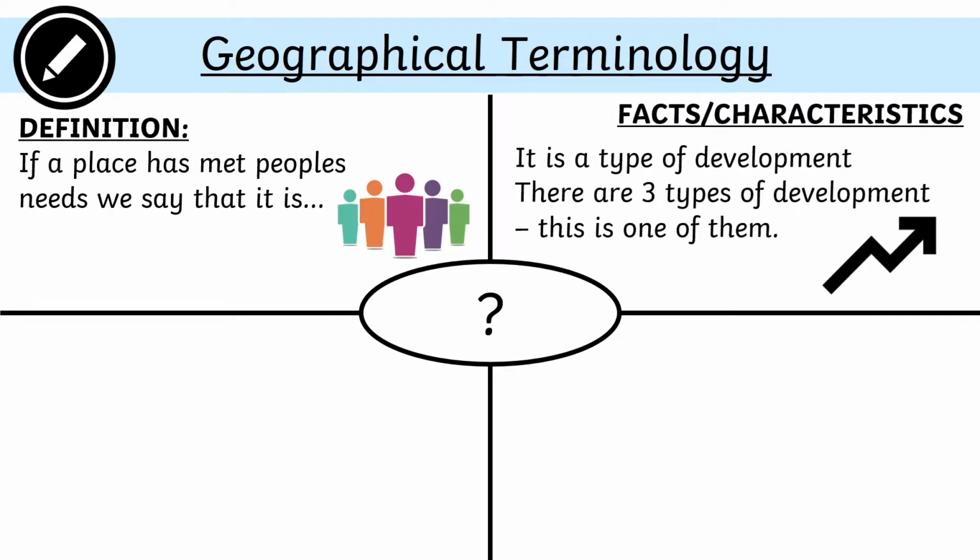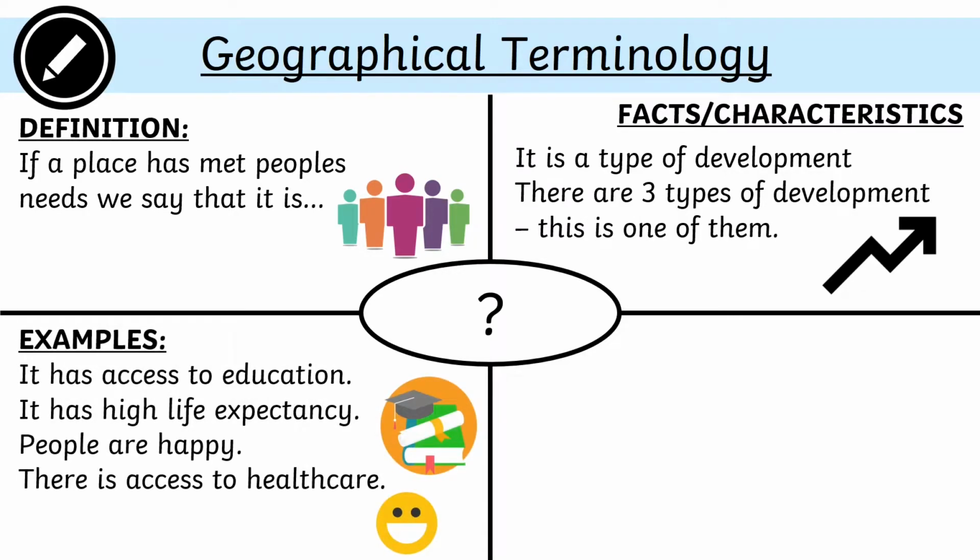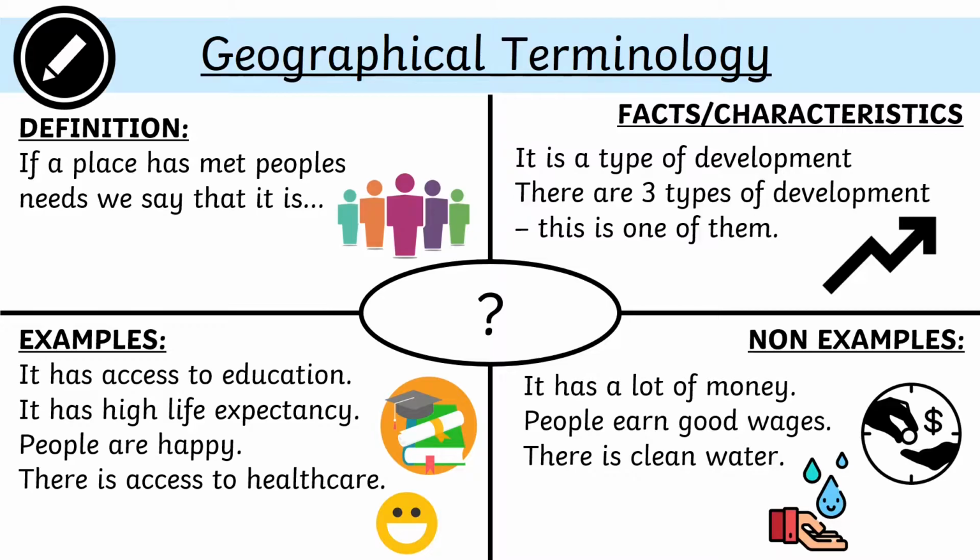Some facts about this key term. It is a type of development. There are 3 types of development you have learned. This is one of them. Some examples of this key term could be access to education, high life expectancy, people are happy in this place, there's access to healthcare. Some non-examples, so these are not part of this key term, would be lots of money, good wages, and clean water.